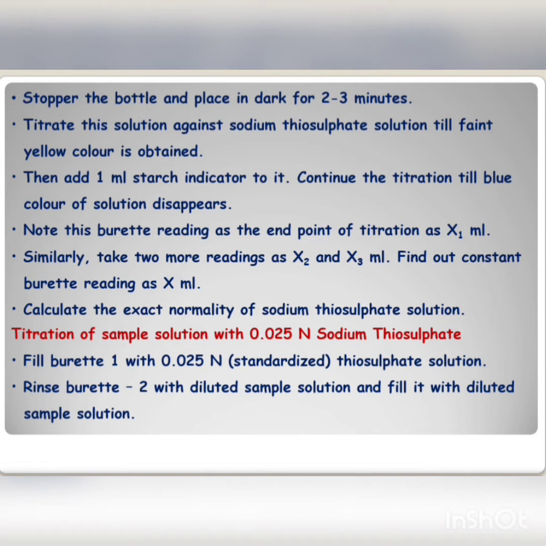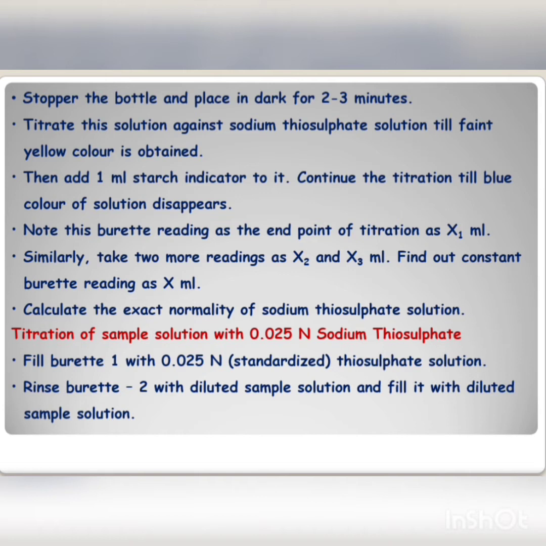In this way we have to take 2 more readings, and finally we will write the CBR, constant burette reading, as X ml, and from that we can calculate the exact normality of sodium thiosulfate solution. Now after doing standardization, we can calculate the copper 2 plus ion by doing the sample titration. Okay, next titration we have to do is the sample titration.